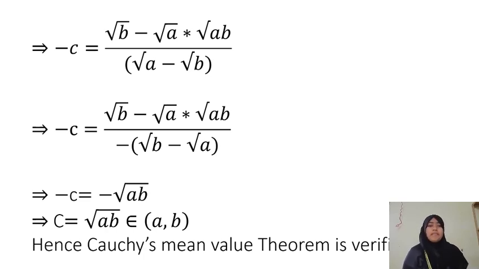Next, in the next step, on the left side we keep minus c as it is, and on the right side we keep the numerator as it is, root b minus root a into root ab by, we interchange the positions of root a and root b and we take the minus as common. So it becomes minus of root b minus root a. In the next step, we cancel the denominator and the numerator root b minus root a. We get minus c equals minus root ab. Here the minus signs get cancelled. c equals root ab, and this root ab value lies in between (a, b). Hence Cauchy's mean value theorem is verified.